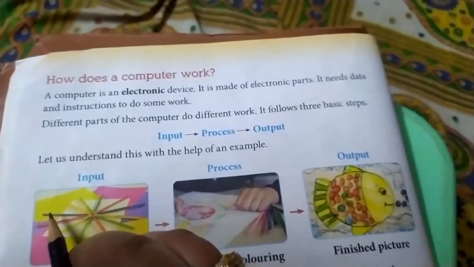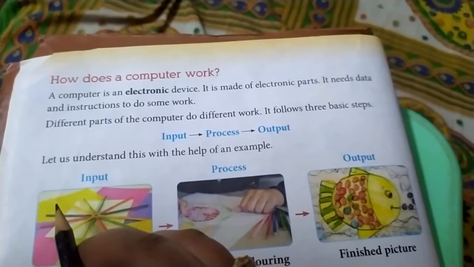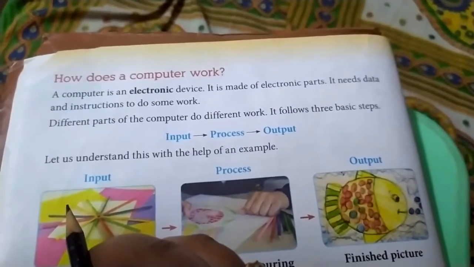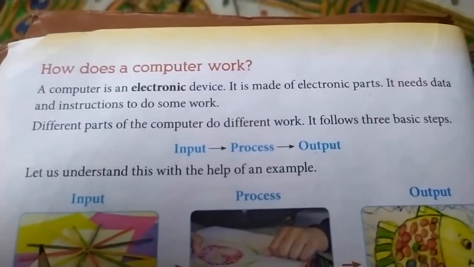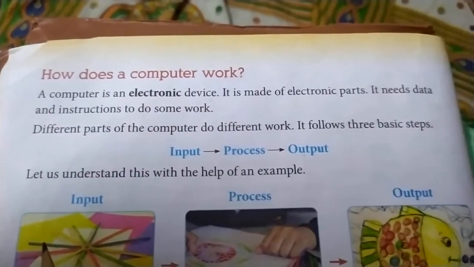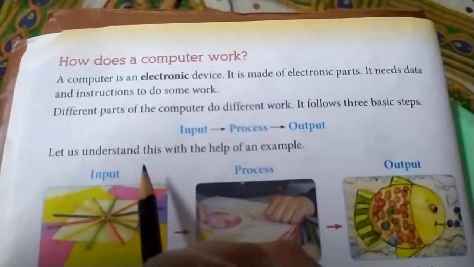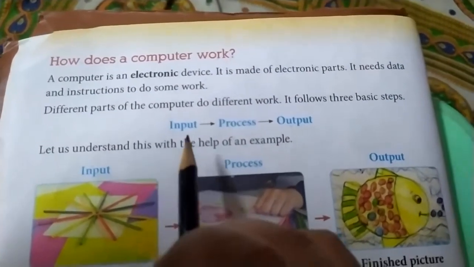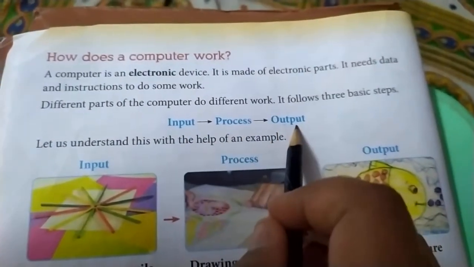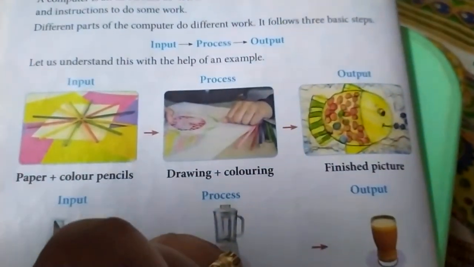So, how does a computer or a machine work? As we all know, the computer is an electronic device, and an electronic device is always made of some electronic parts. It needs some data and instructions to do some work. Different parts of the computer do different work, and it always follows the 3 basic steps, that is input, process, output. Now let us see some examples of how this input, process, output takes place.